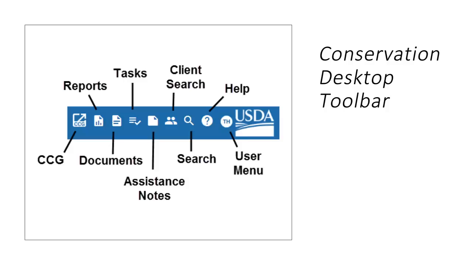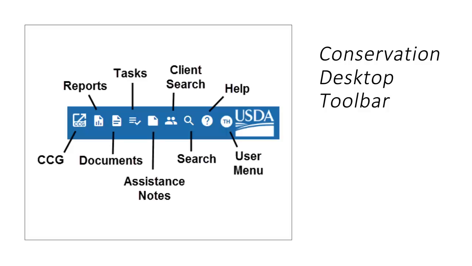The Documents tool manages the documents required for financial assistance and technical assistance processes. The Task tool provides automated tasking and workflow management for applications and contracts between CD, Protrax, and CCG. The Assistance Notes tool allows the user to create, view, edit, or filter assistance notes, and create and print an assistance notes report. The Client Search tool allows users to search for service, easement, or non-USDA clients. Users can also create or edit a non-USDA client record.